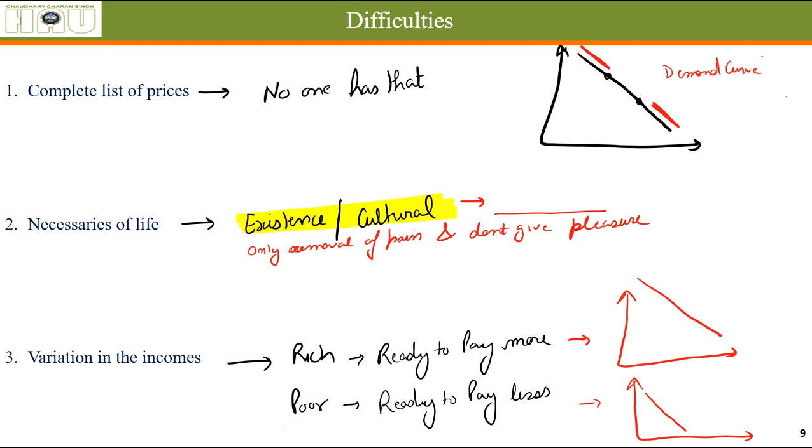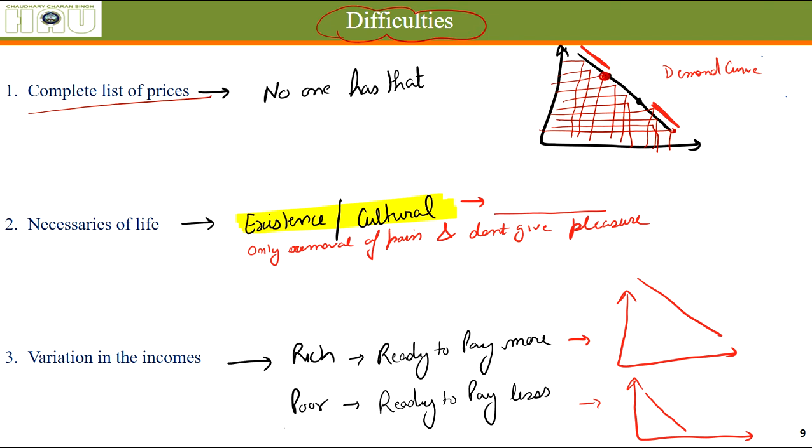What are the difficulties in measuring this consumer surplus concept which we have studied right now? See, actually consumer does not have a complete list of prices. That means we do not know about the complete demand curve. 1, 2, 3, 4, 5, 6, 7, 8, 9. These are the so many combinations that are required to make up a demand curve.